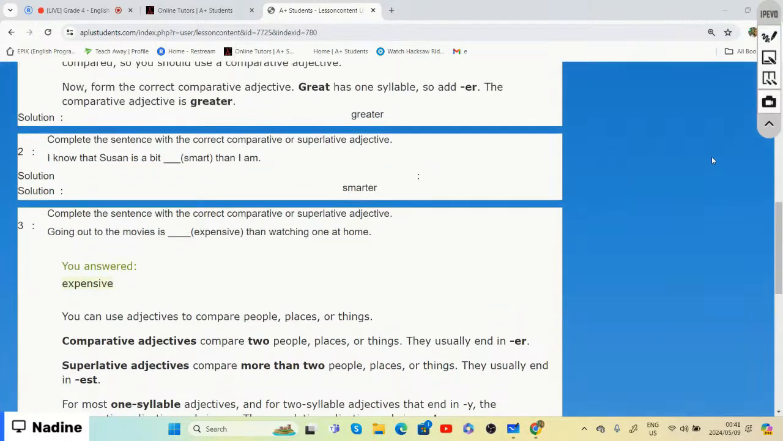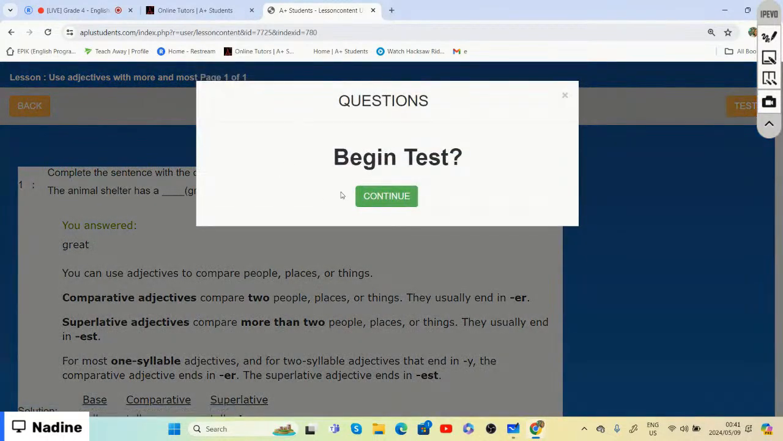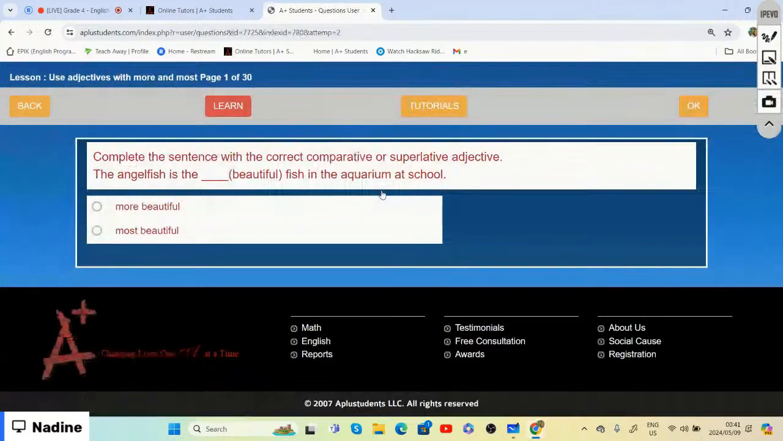So now we're going on to our test. We finish at 45. All right, so we're going to complete the sentence with the correct comparative or superlative adjective. And our adjective is beautiful. That is like three syllables, beautiful, so which means that we're either going to add more or most in front of our adjective to show either comparative or to show a superlative adjective.